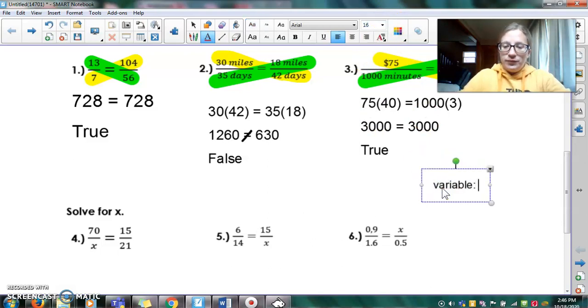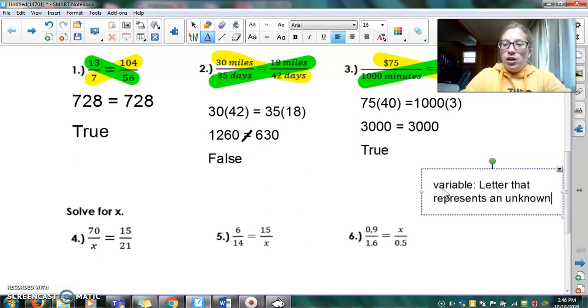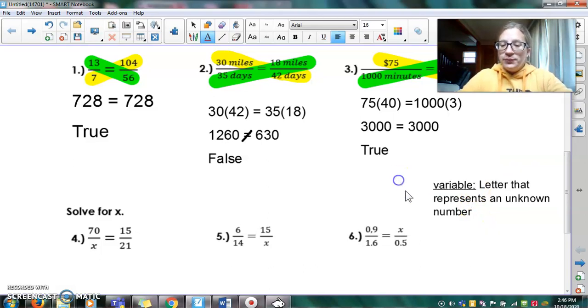Variable stands for a letter that represents an unknown number. And that's going to be something that you will hear throughout the school year. So a variable is an unknown number, and we use a letter to just hold its spot there.